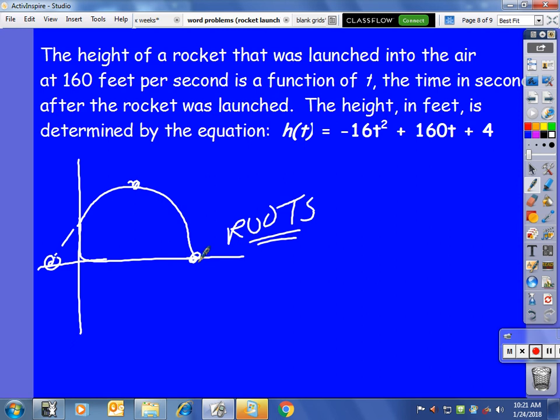This parabola, this equation has 2 roots, absolutely, but what's the only one that makes sense to the problem? The positive root. Find the positive root of this problem. Zoe, wake up. You're going to tell me tomorrow that you don't understand this, and I'm not going to feel bad at all.